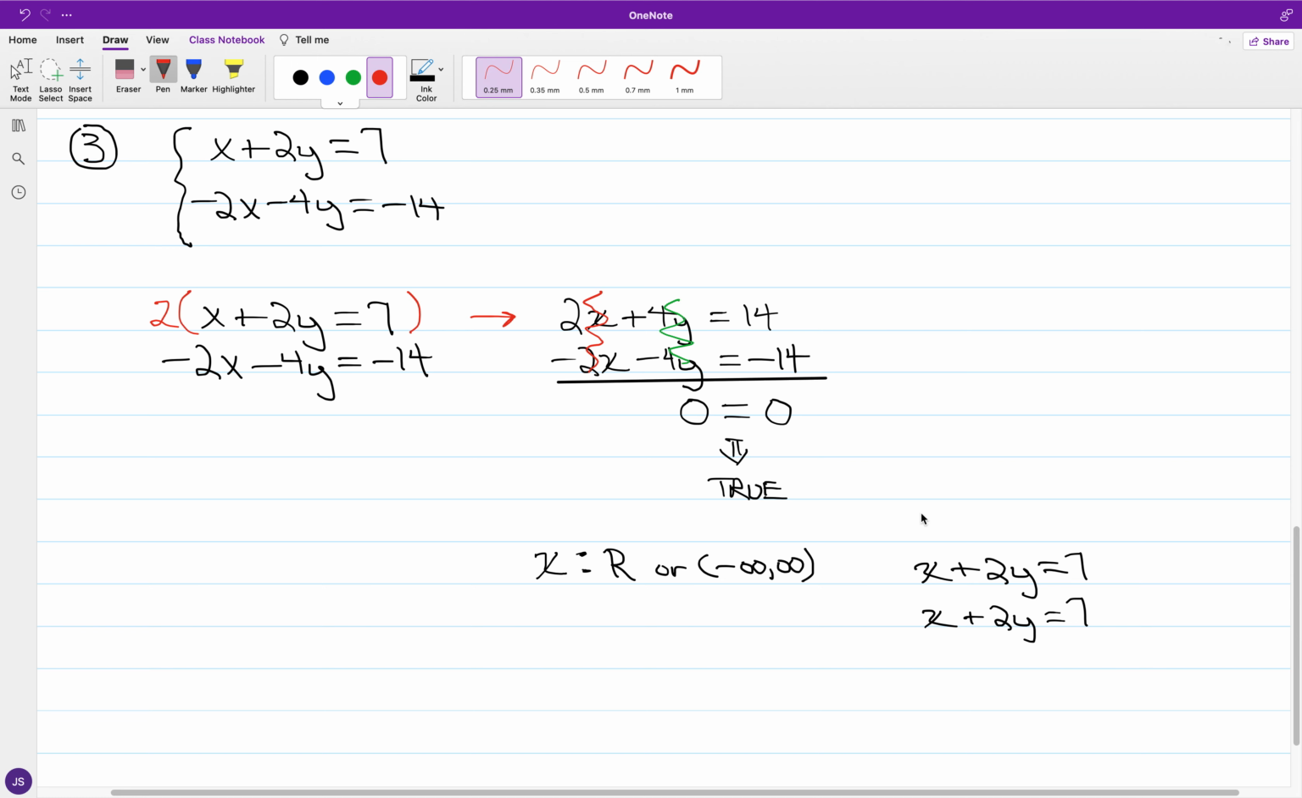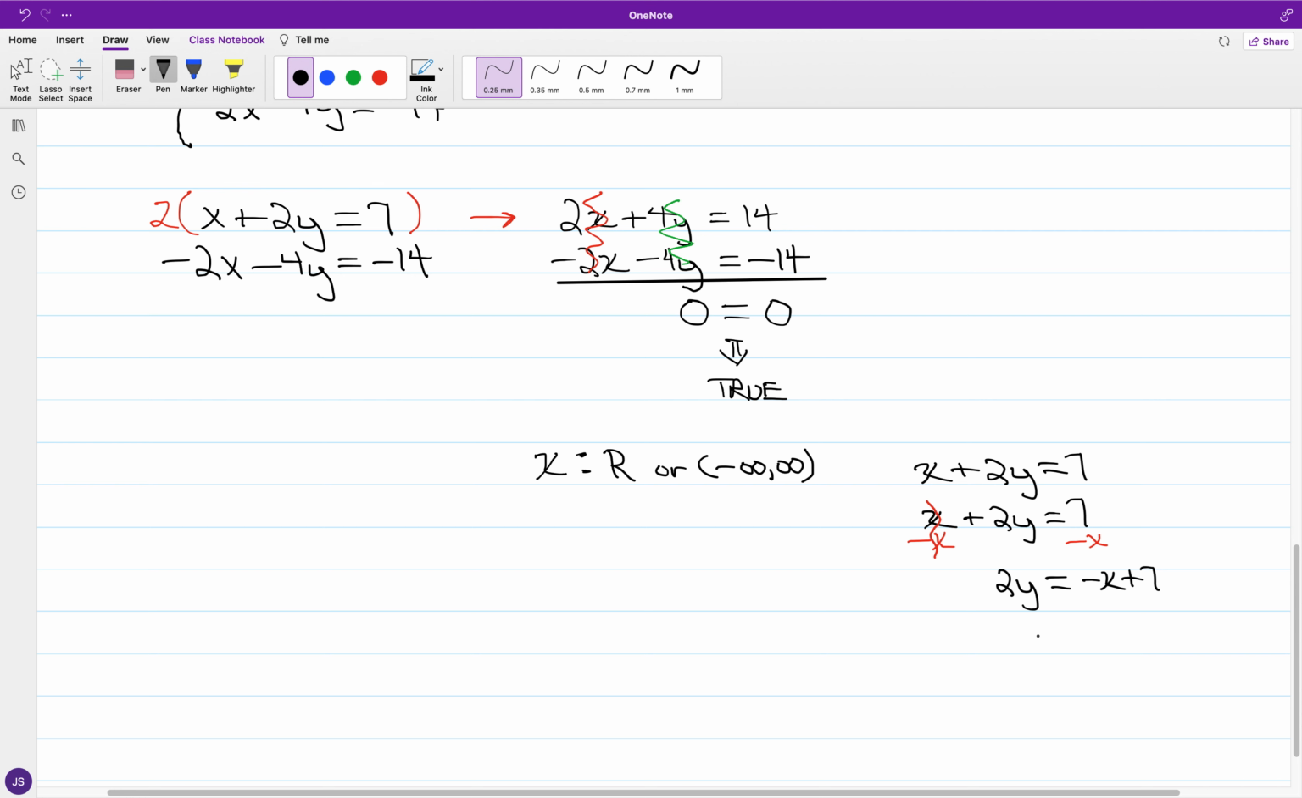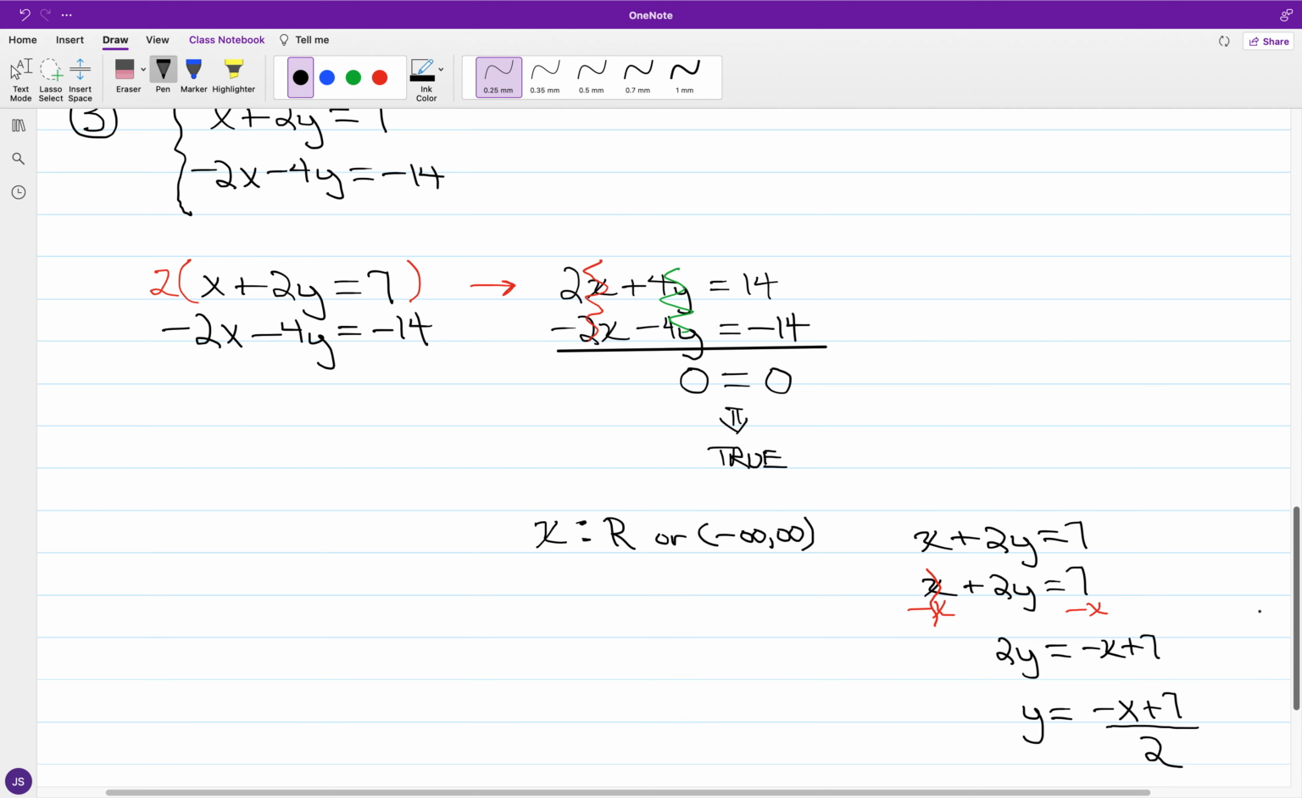If I isolate the y term, taking x away, you have that 2y is equal to negative x plus 7, and if I divide by 2, we'll have that y is equal to negative x plus 7 all over 2, or negative 1/2 of x plus 7/2.